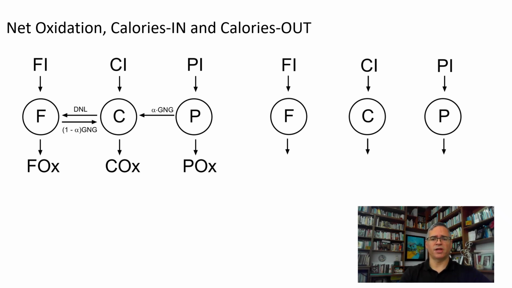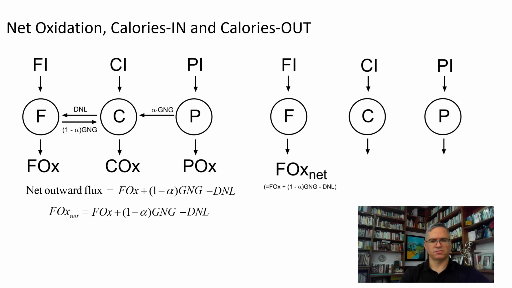For example, observe that in the fat compartment, Fox and 1 minus alpha times GNG are positive since these fluxes are outward, while DNL is negative since it is inward. Hence, the net outgoing flux for the fat compartment is given by the following arithmetic operation. In indirect calorimetry, this number is referred to as the net fat oxidation. Repeating the process for the remaining compartments produces the net carbohydrate oxidation and the net protein oxidation. From now on, I will refer to this final diagram as the intake net oxidation diagram.